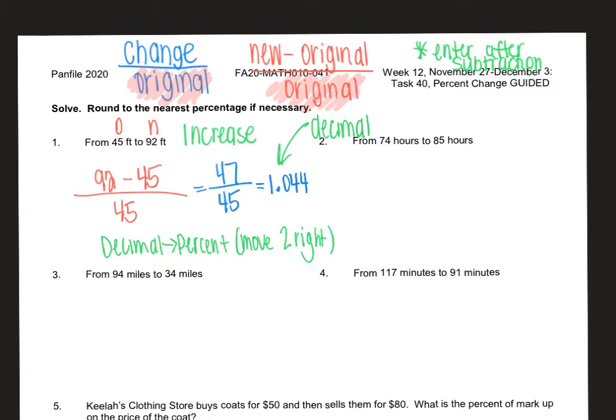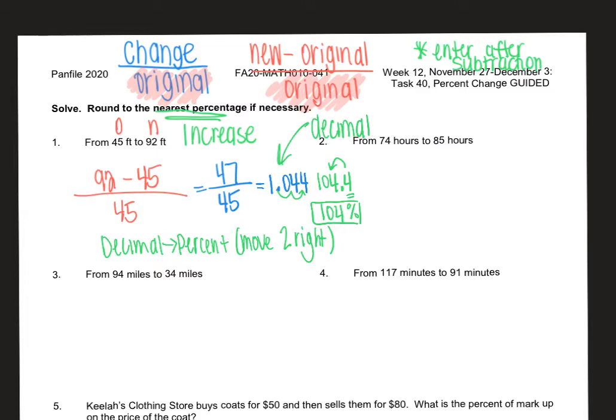And then I need to round correctly because it said round to the nearest percentage. Usually when we're dealing with percentages, we don't want to deal with decimals. It's one or the other. So I'm going to move my decimal 2 to the right and end up right here, which is 104.4. And that 4 does nothing to the 4 in the ones place. My answer is going to be 104%. And I'm done.